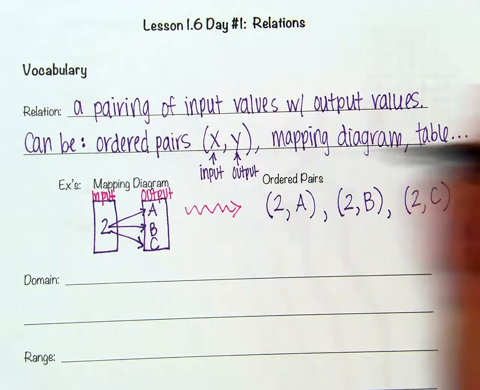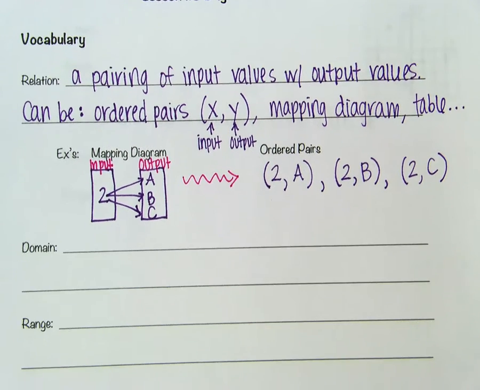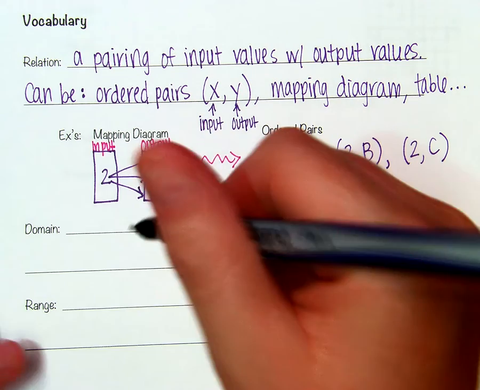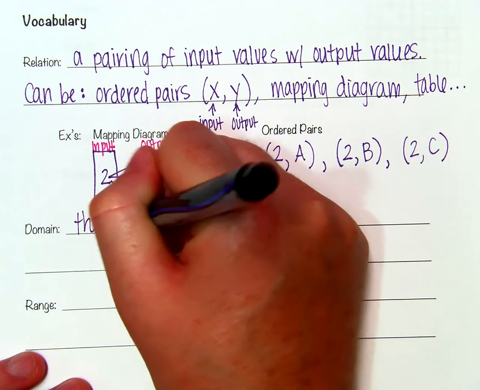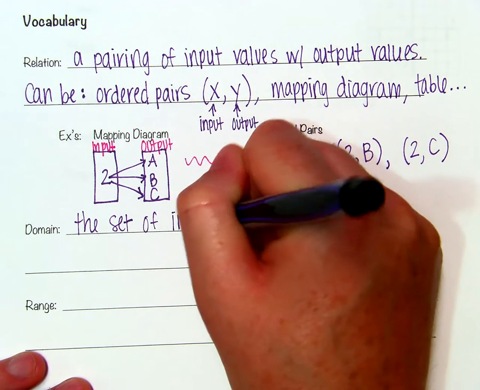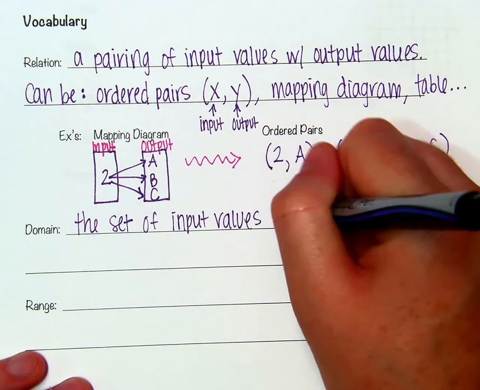All right. The next vocab word that you have is domain. And domain is something that you guys have seen a ton all the way back to 8th grade. Probably even earlier than that. Domain, the definition of it, what I would like you to write is that this is the set of input values for a relation.